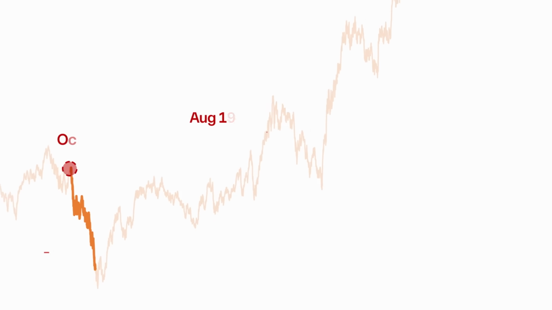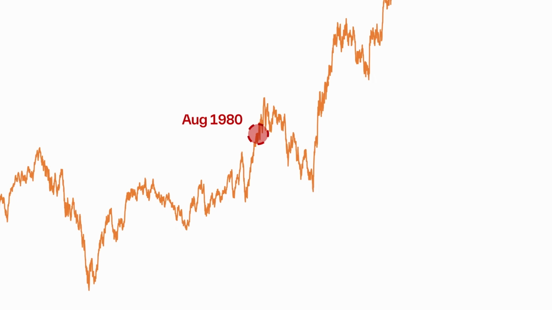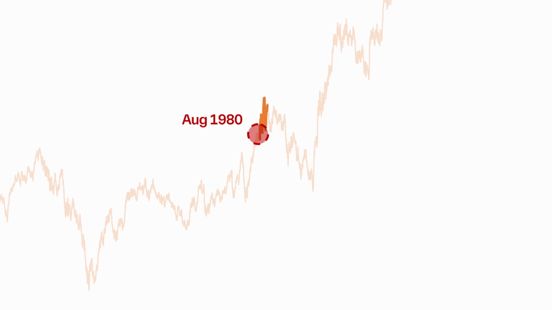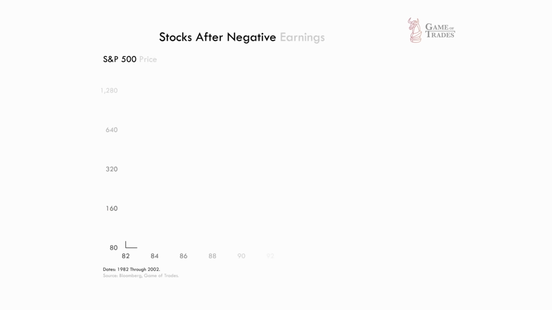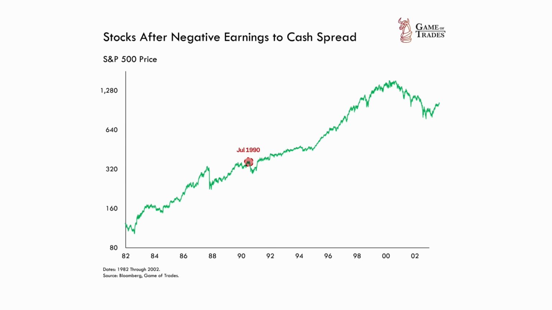In August of 1980, you had this signal. Stocks continued moving a little bit higher in the near term, but that was quickly followed by a top and a pretty sustained bear market throughout 1981 to 1982, with stocks declining 26% peak to trough. In July 1990, right here, earnings yield went negative relative to cash, and stocks corrected around 20%.